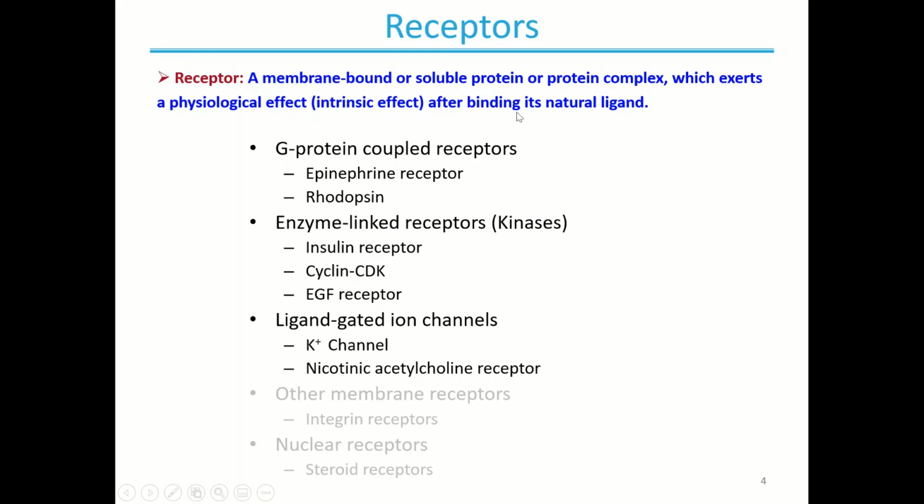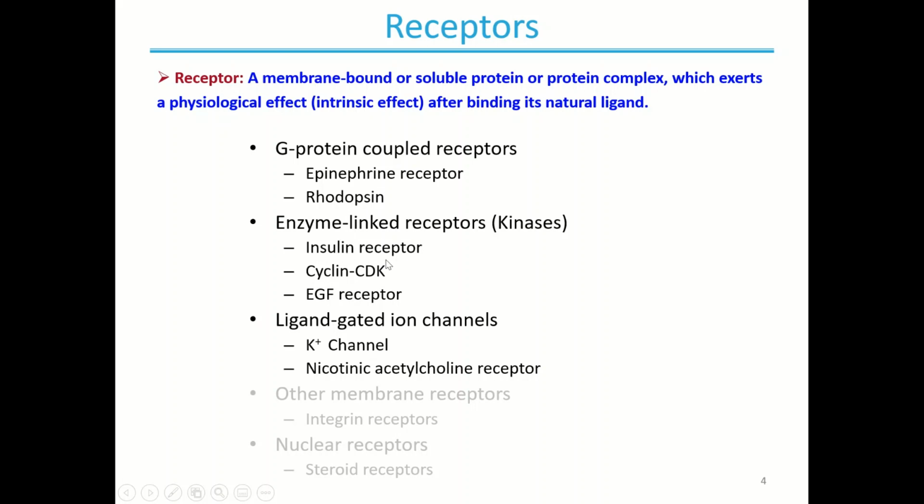And the types that we're going to be focusing on in this class, one are the G protein coupled receptors, and we'll see a couple examples of those. Again, one is the epinephrine receptor or beta-2 adrenergic receptor, and the other one will be rhodopsin. Okay. We'll also look at receptors known as enzyme-linked receptors or tyrosine kinase receptors. Okay. Those we're going to be focusing on next lecture.